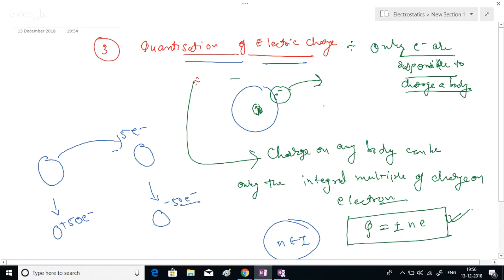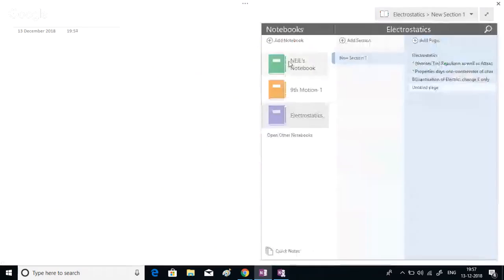Now, what is the value of the charge on the electron? It is equal to minus 1.6 times 10 to the power minus 19 coulomb, and on the proton it is plus 1.6 times 10 to the power minus 19 coulomb. So next we will have this.